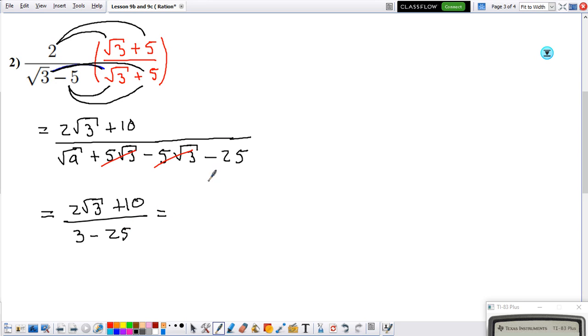We can still simplify the denominator. We can simplify it as 2 square roots of 3 plus 10 divided by negative 22, because 3 minus 25 equals negative 22. You do not have a square root on the denominator, so you know that you're done here.